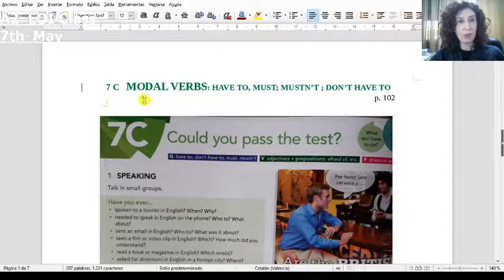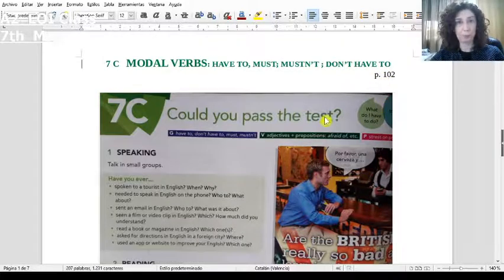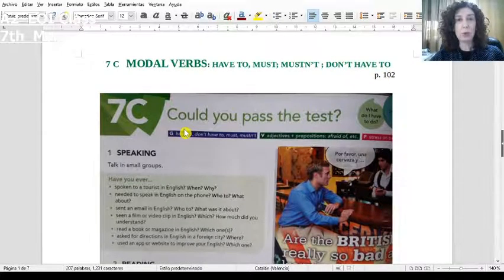7C, modal verbs: have to, tener que hacer algo; must, deber hacer algo; mustn't, prohibition, no debes hacer esto; and don't have to, no es necesario que lo hagas, si quieres lo haces y si no, no. Page 102. The title is, Could you pass the test? ¿Podrías tú aprobar este test, este examen?